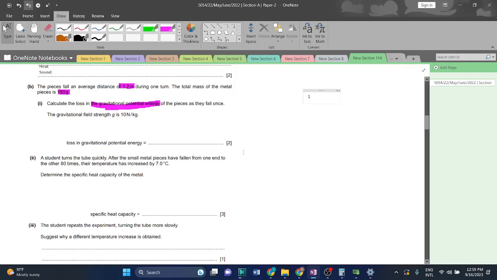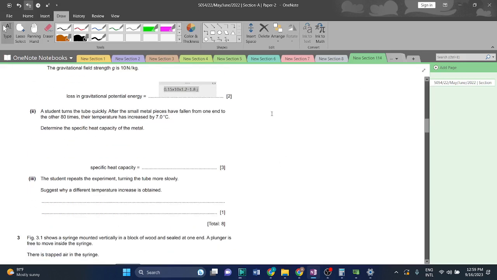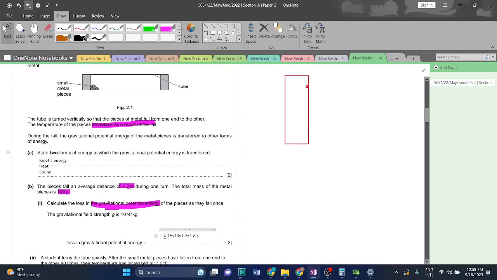तो m हमारे पास होगा 0.15 because we have to turn the 150 grams into kilograms. 0.15 into m into g which is 10 into h which is 1.2. This will give us the GPE which is 1.8 joules. So yeah, mad easy. 2 मार्क्स का क्वेश्चन था. We have to use the formula mgh is equal to GPE.